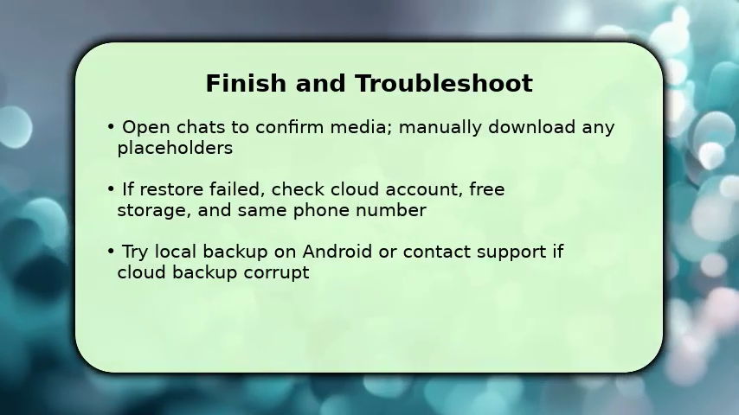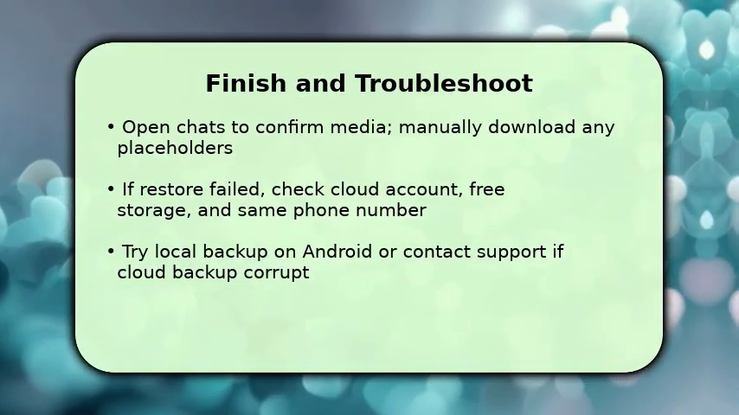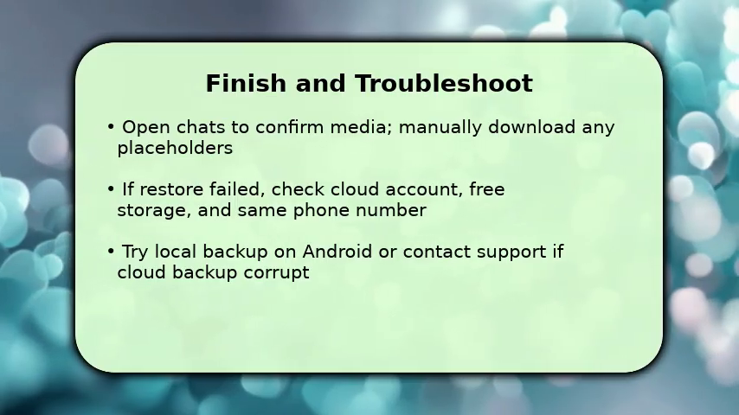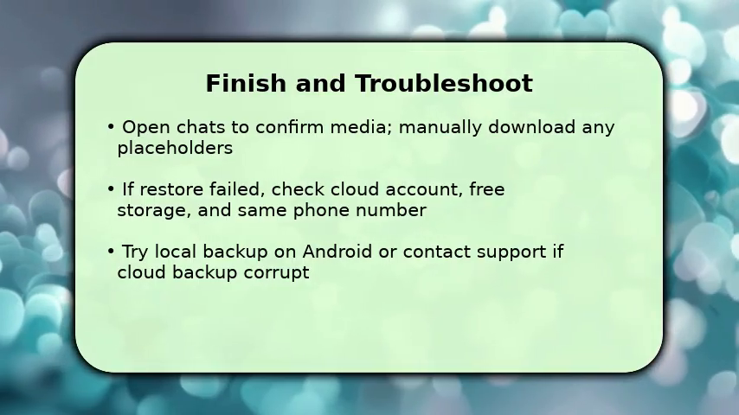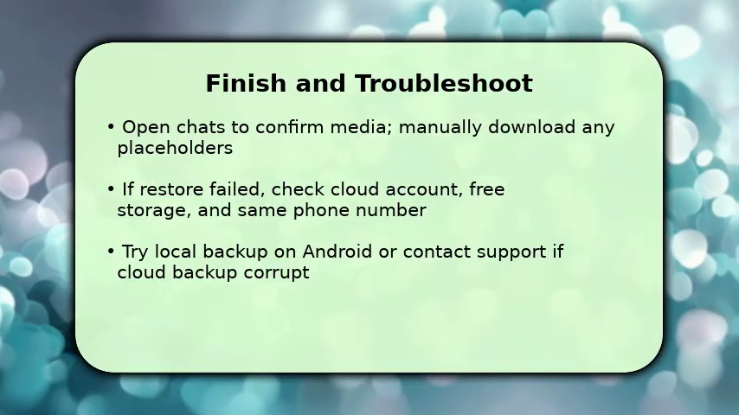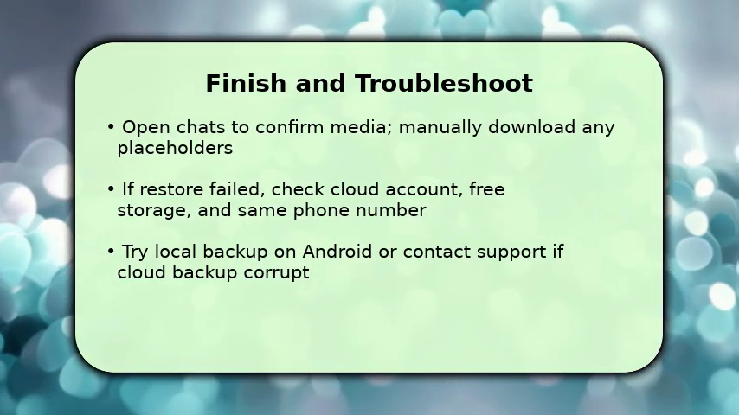If some media is missing, make sure you use the same cloud account and phone number as the backup and that you have enough free storage. Once done, consider restoring from a local backup on Android if cloud restore failed. If problems persist, clear app cache, retry, and contact WhatsApp support. They can guide you when a backup is corrupted or incomplete.